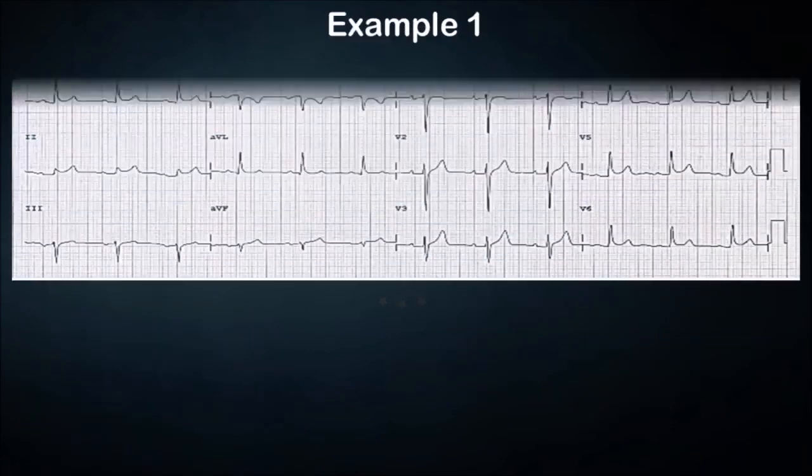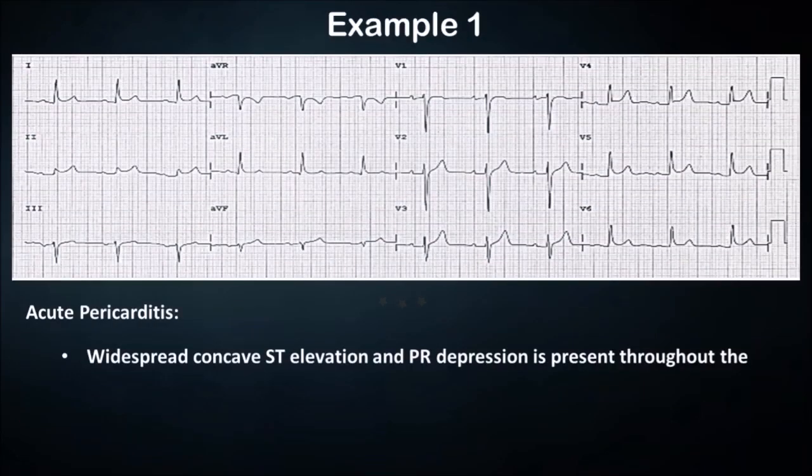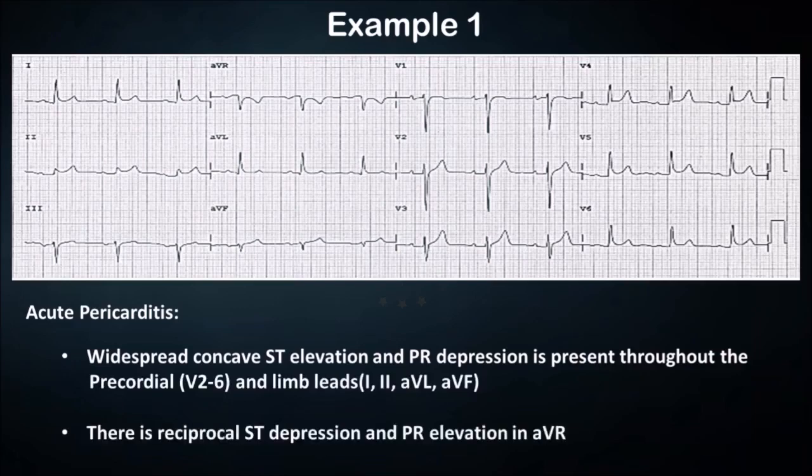Now, I will show you some of the classical ECGs. This is one example. You can see that there is ST elevation, especially in V4, V5, V6, and in lead 2. And classically in AVR, you can see ST depression and a PR elevation. This is the classical picture of what you see in acute pericarditis. This is in stage 1 of acute pericarditis.